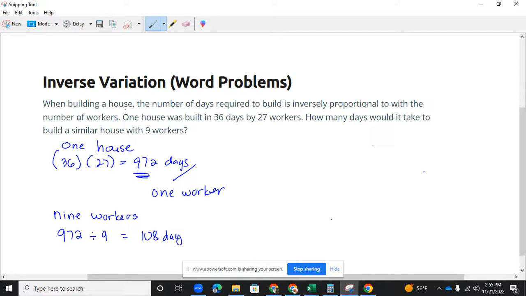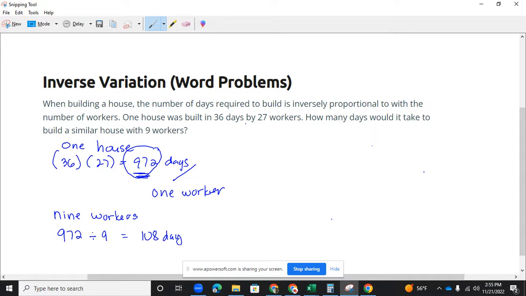So the total number of days multiplied by the number of workers gives you the total number of days it requires to finish the house if that's like one person. If one person will have to do all the job of the 27 people, therefore it takes 972 days. Now, if you have 9 people working on that, then you have to divide that. Okay? I hope that makes sense.